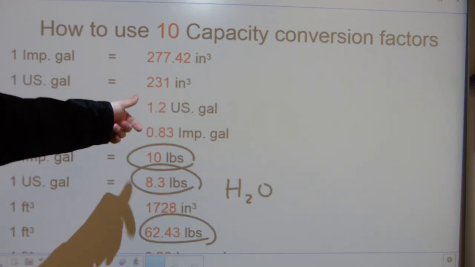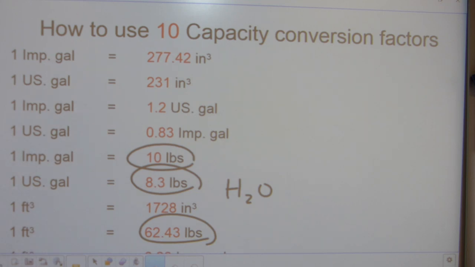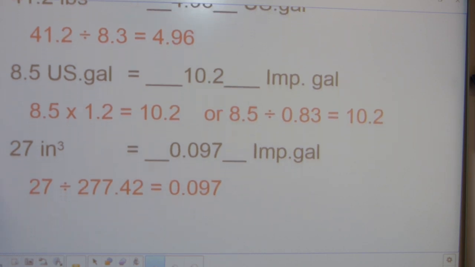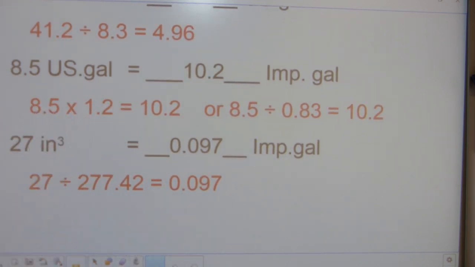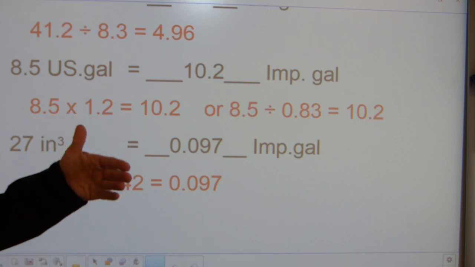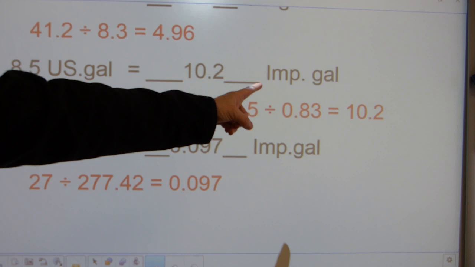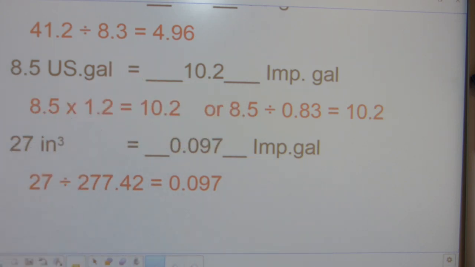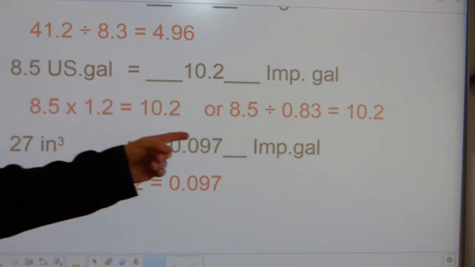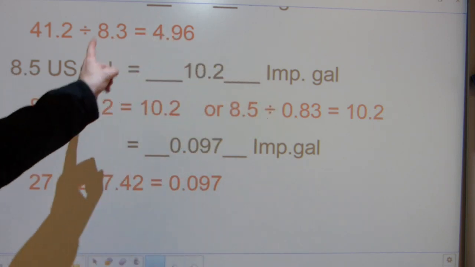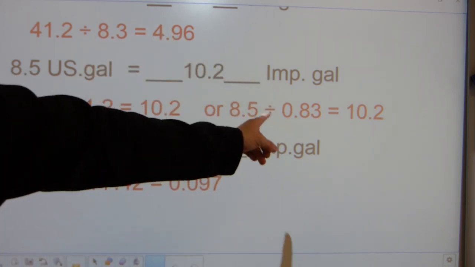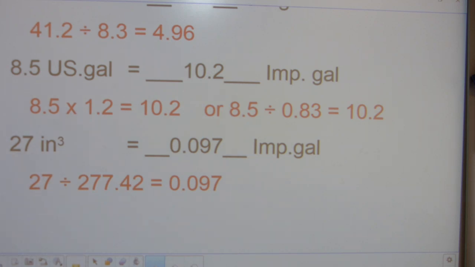1.2 and 0.83 are inverses of each other, so it's possible to use in this calculation either one of them, but you still need to decide which one to use and what to do with that. When US gallons are related to imperial gallons, 1.2 is used in a multiplication. When imperial gallons are related to US gallons, 0.83 can be used with a division. The last practice problem here has only one way to solve it.